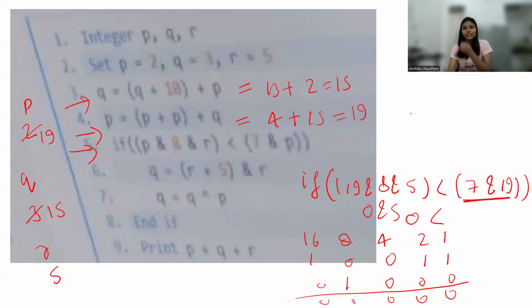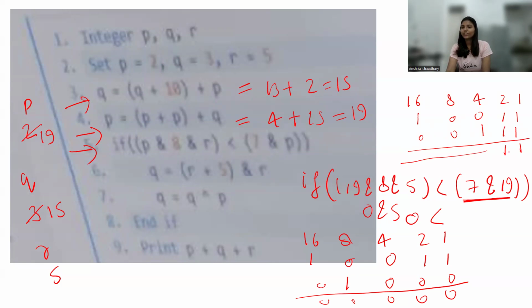Now we need to take for this. So again 16, 8, 4, 2, 1. So for making 19, it will become like this. It will be 0. And for 7, it will be this. Right, so 1 1 1 and the rest all will be 0. So what is it? Nothing but 3. So 0 is less than 3, so the condition is going to be true.